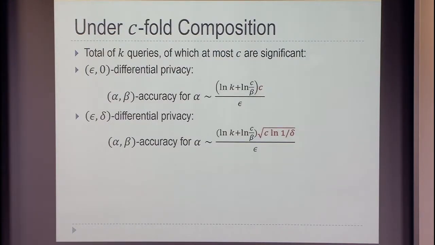Okay. So what happens under C-fold composition? Well, if we used simple composition, we would get something like this for our accuracy, which has a C out here. And if we use epsilon-delta differential privacy, we get this square root of C times the log of 1 over delta.